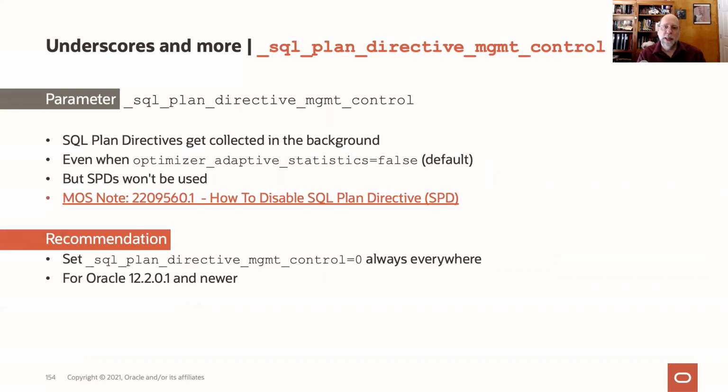But related to that is this underscore parameter SQL Plan Directive Management Control. With those adaptive statistics disabled, you might think that SQL plan directives weren't being created because you're not going to use them. However, the default is still to create those plan directives just in case you want to use them in the future. So if you're not going to use adaptive statistics, which is going to be the case for most customers, then we would advise you to set SQL Plan Directive Management Control to 0 and prevent the creation of those plan directives.